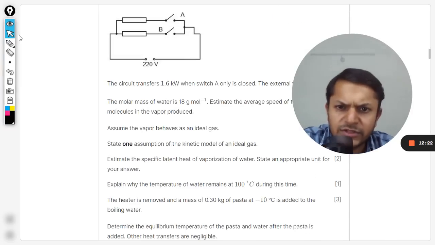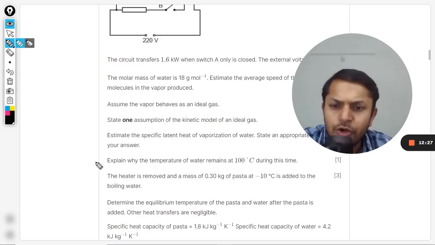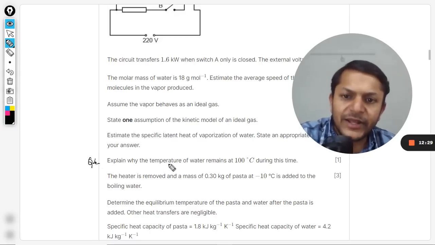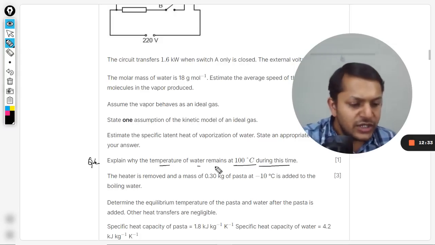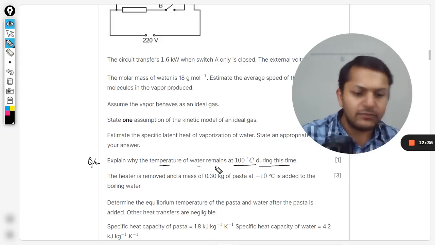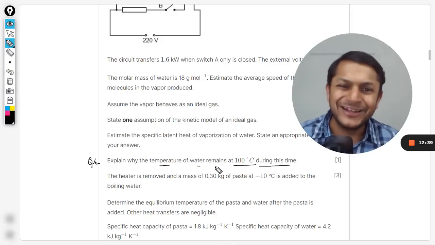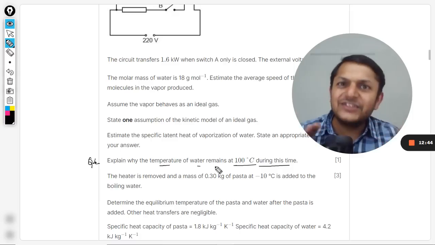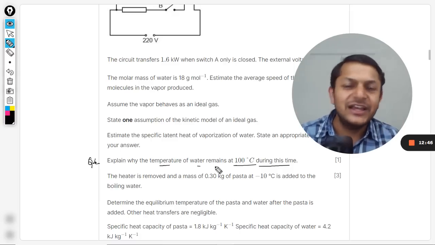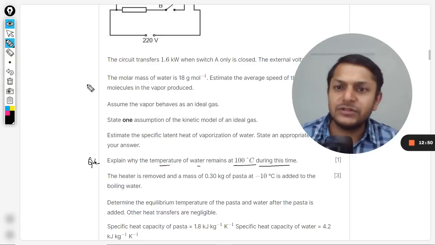Okay, state the kinetic energy. Yeah, this is the question that we are now going to do. Explain why the temperature of the water remains at 100 degrees C during this time. So fine, we would be giving the explanation because that is the question, but I just wanted to say that the phase is changing, and during the change of phase the temperature does not change. And why the temperature does not change, just listen to this.